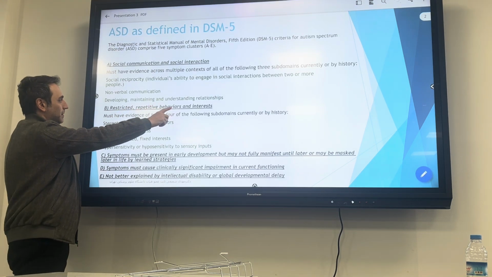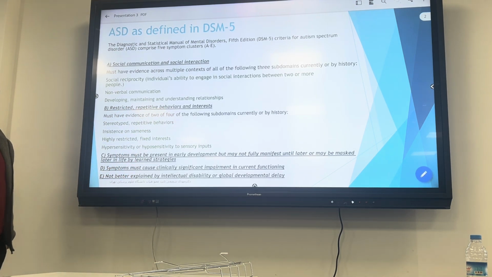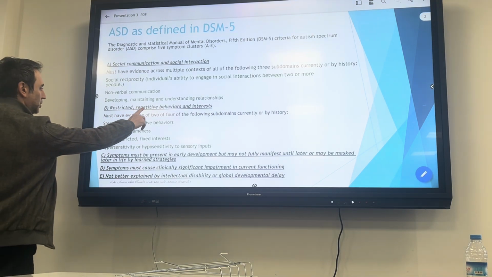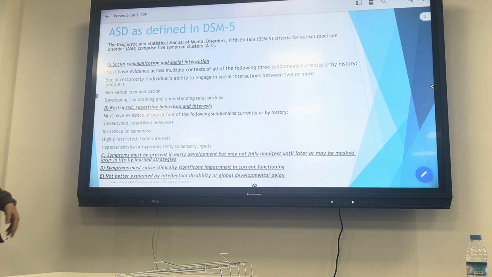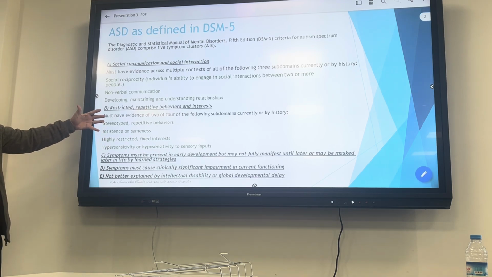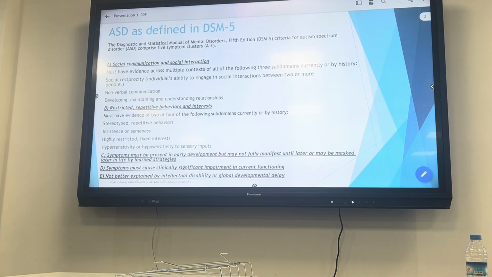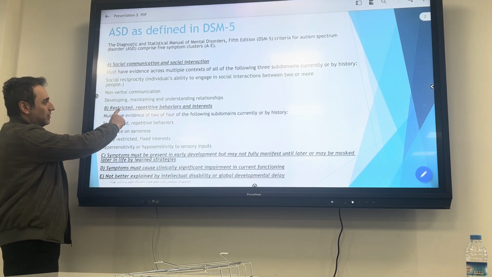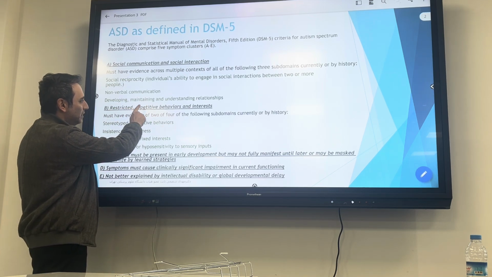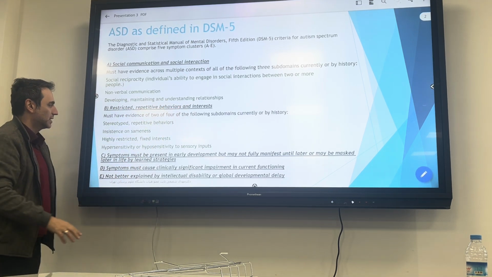So, one part of the problem of the autistic patient is social communication. But the next is restricted, repetitive behavior and interest. You should understand the meaning of behavior and interest completely. I will explain what is behavior and what is interest. So, you should have two of these four to diagnose restricted, repetitive behavior and interest.